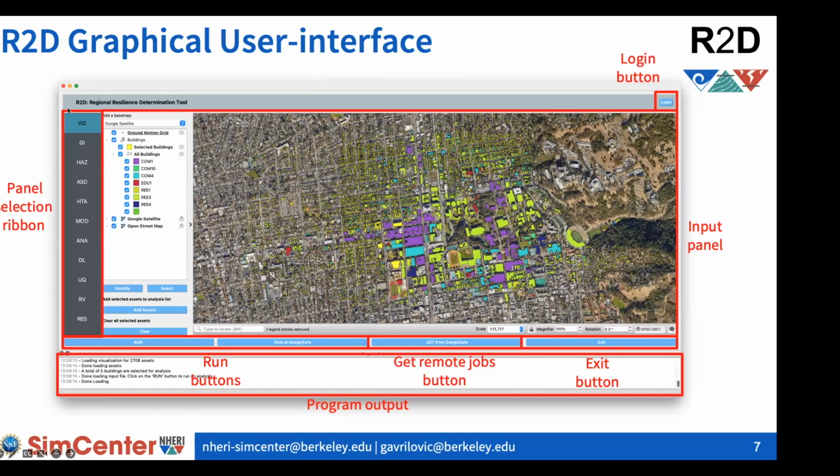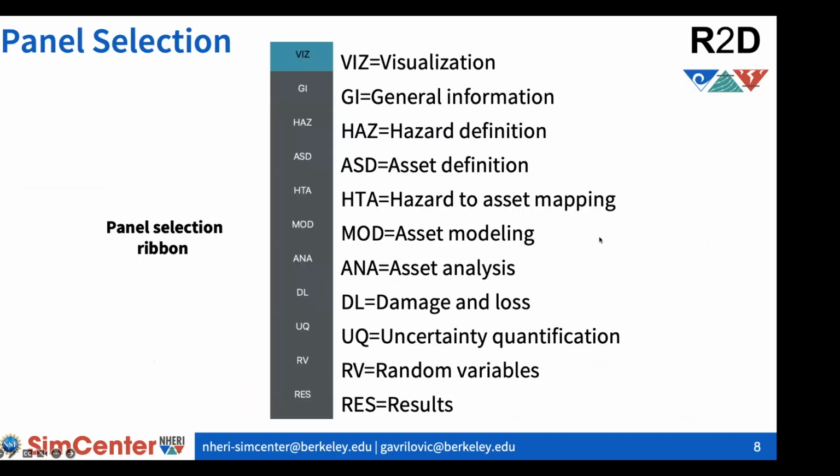I'm going to describe this panel selection ribbon next, and this just goes through the different panels. So when I click through these, you'll see how this main input panel will change. And another important part is the program output. So as you're going through RTD and putting in these inputs, you'll want to watch out here. There'll be error messages or status messages telling you what's going on behind the scenes. And there's two ways to run RTD, locally and remotely, and I'll get to that in a minute too.